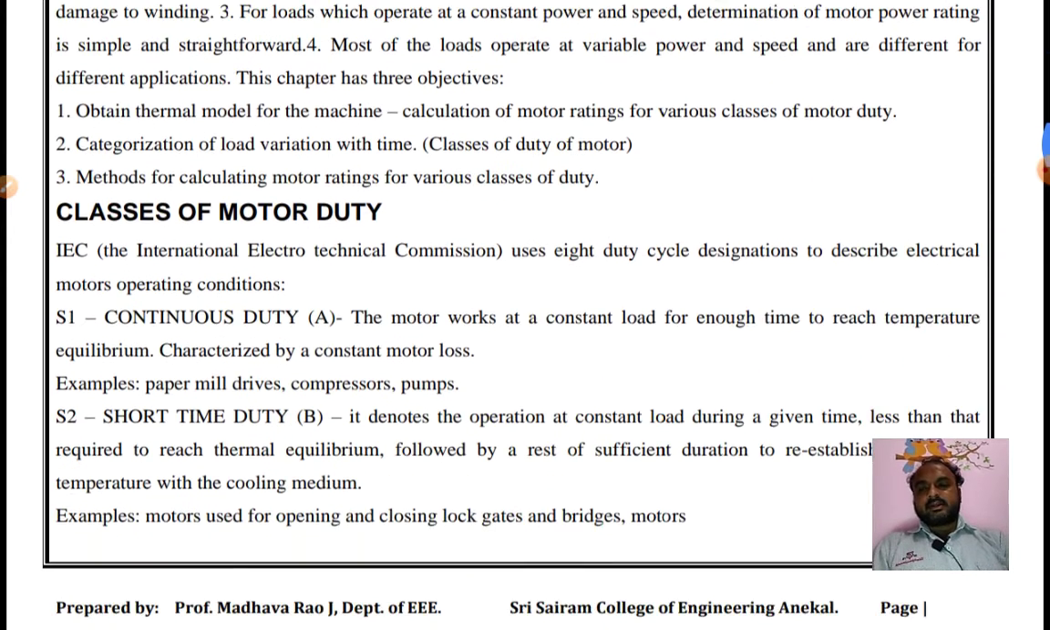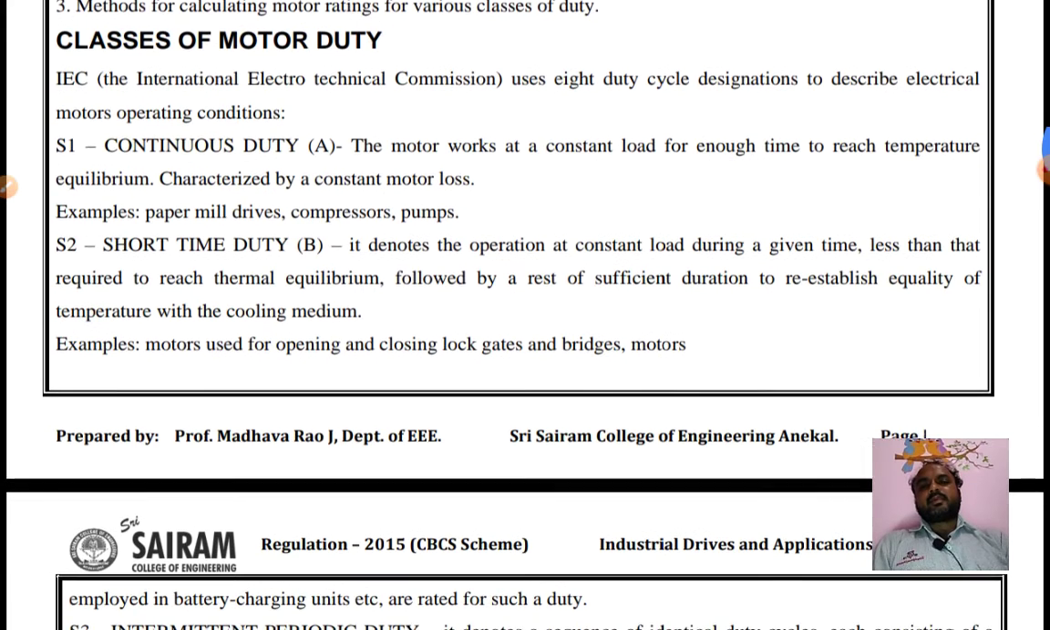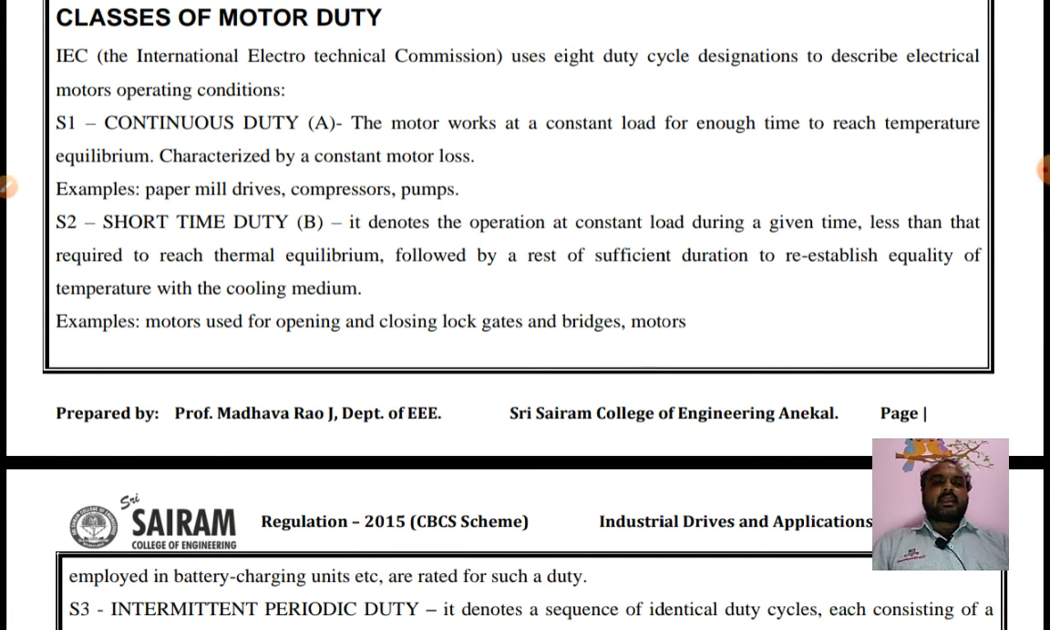The first one here is class of motor duty. Based on the duty, based on the operating, these electrical drives are classified in different ways. First one, continuous duty. The motor works at a constant load for enough time to reach temperature equilibrium, characterized by constant motor loss. Examples of continuous duty are paper mill drives, compressors, pumps.